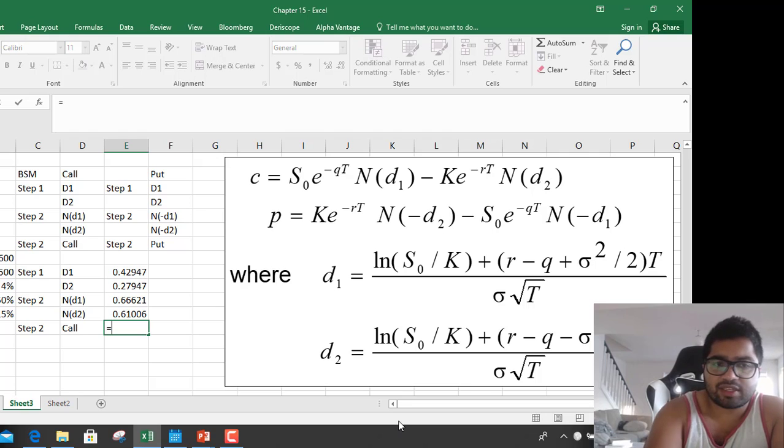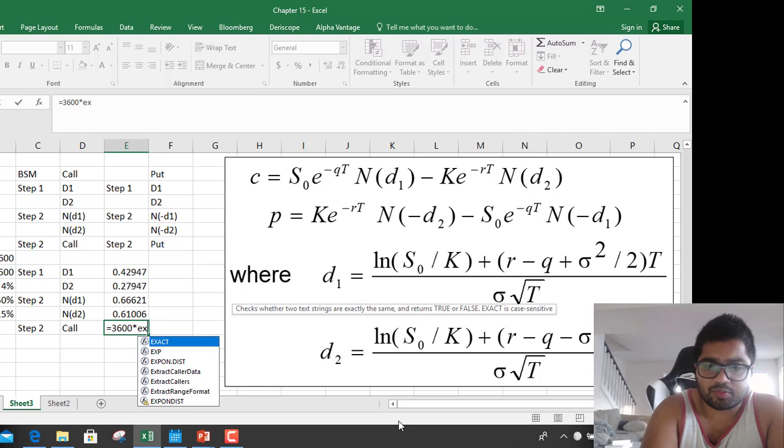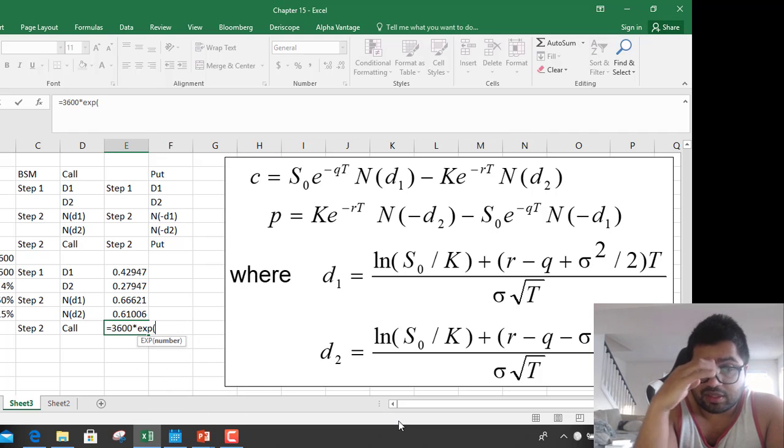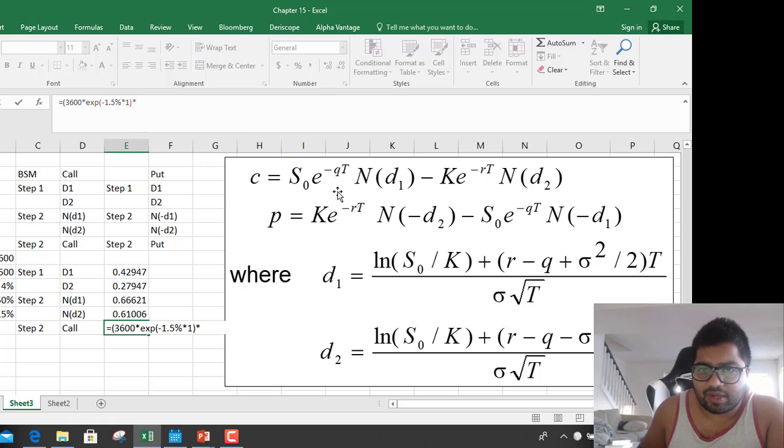So how to do that? S0 is 3600 multiplied by exponential, okay, dividend yield, so negative 1.5% times 1, times T, and multiply this again by, so let's put this in the bracket because we have to then subtract. Multiply this again by ND1. So ND1 is this one.